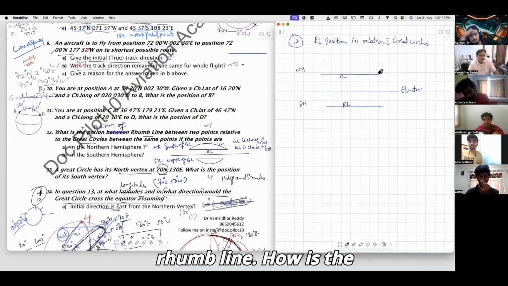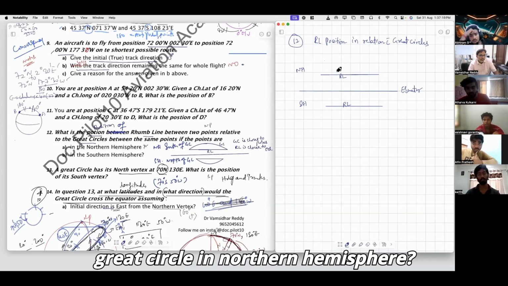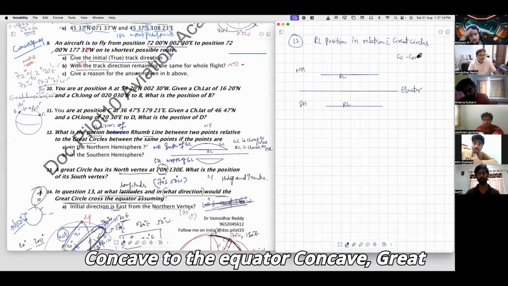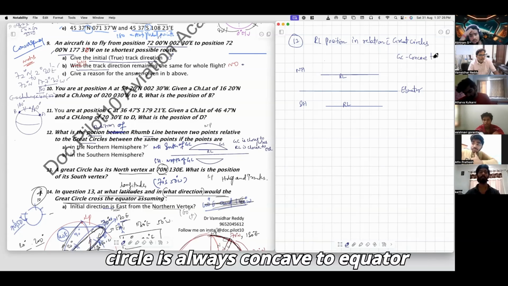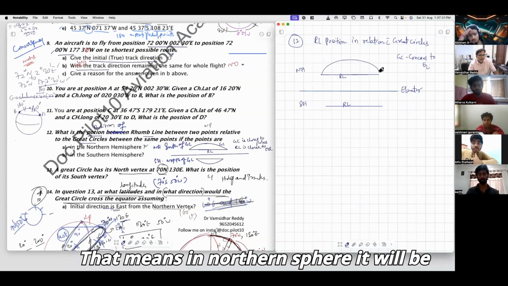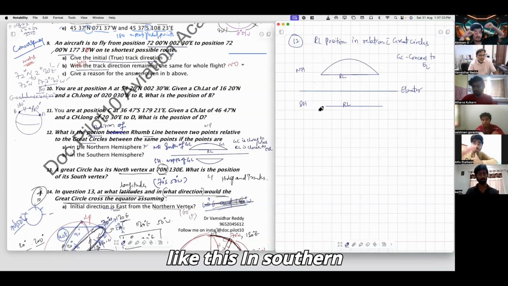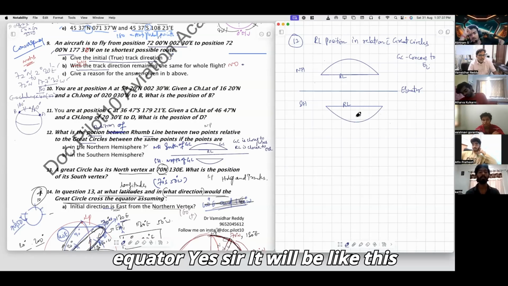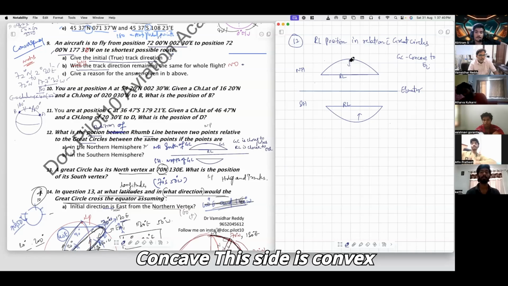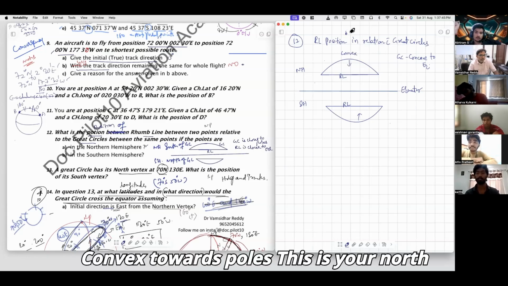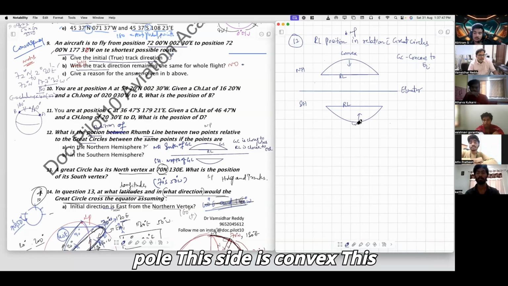How is the great circle in the northern hemisphere? Concave to the equator. A great circle is always concave to the equator. That means in the northern hemisphere it will be like this. In the southern hemisphere it will still be concave to the equator, so it will be like this. Concave on this side, convex on this side, convex towards the poles. This is your north pole, and this is towards your south.